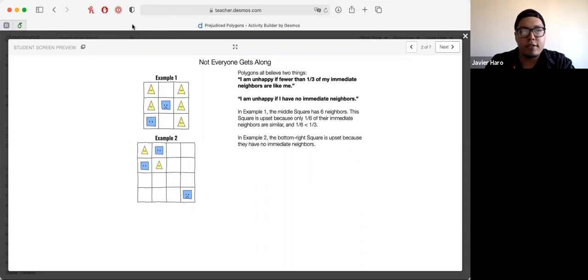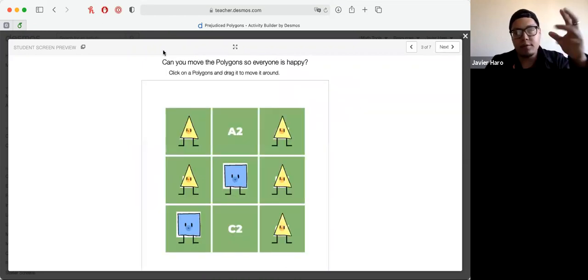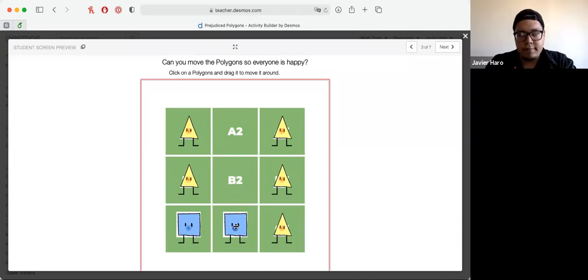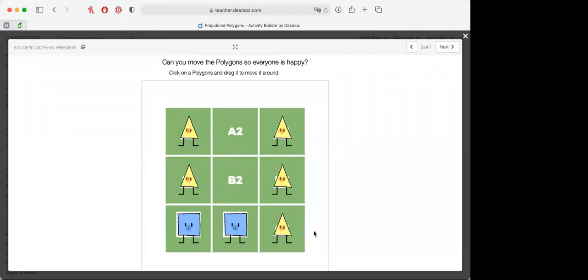All right, so AJ, give us an idea of how to move these polygons around so that everybody is happy. Can you guys hear me? Yes, I can hear you. Okay, move the blue in the middle down to C2. Okay. Move the triangle on C3 up to A2. And that works, right?